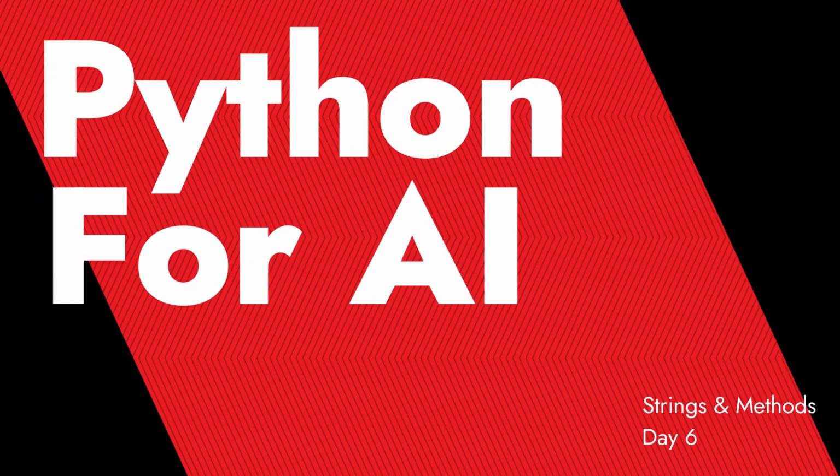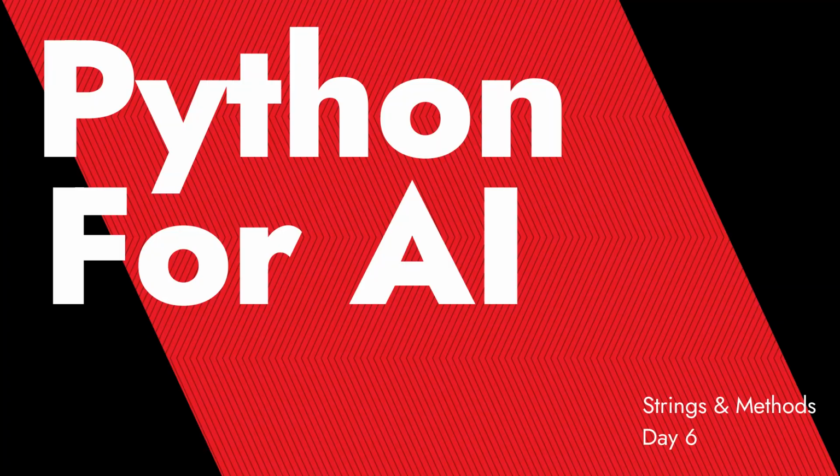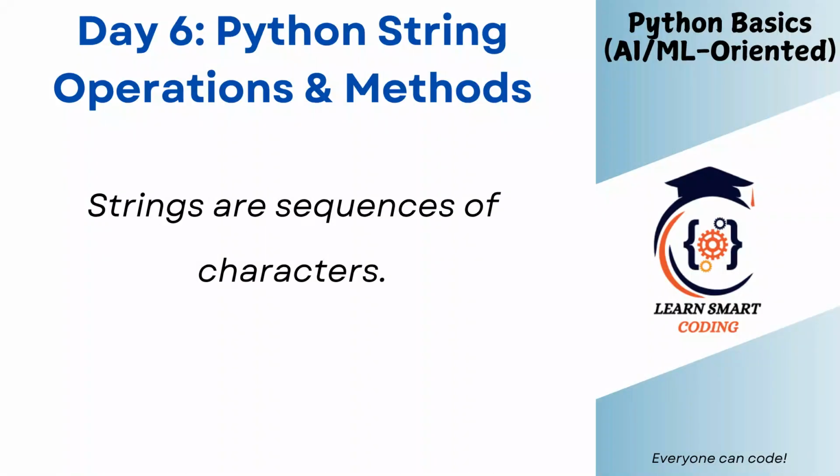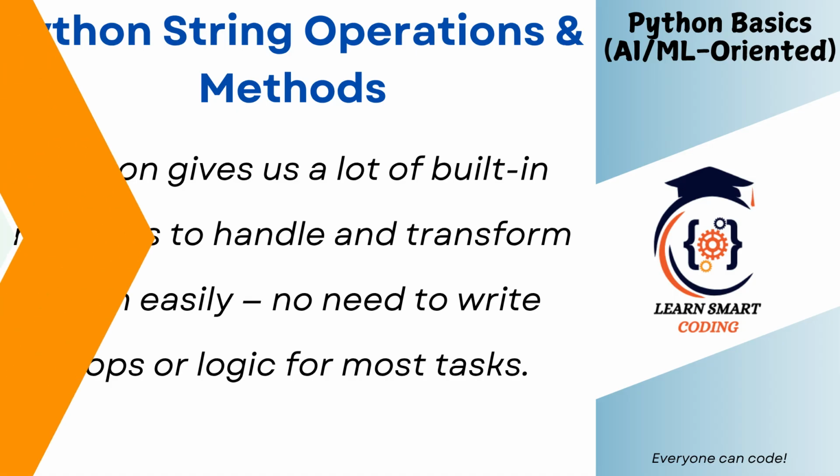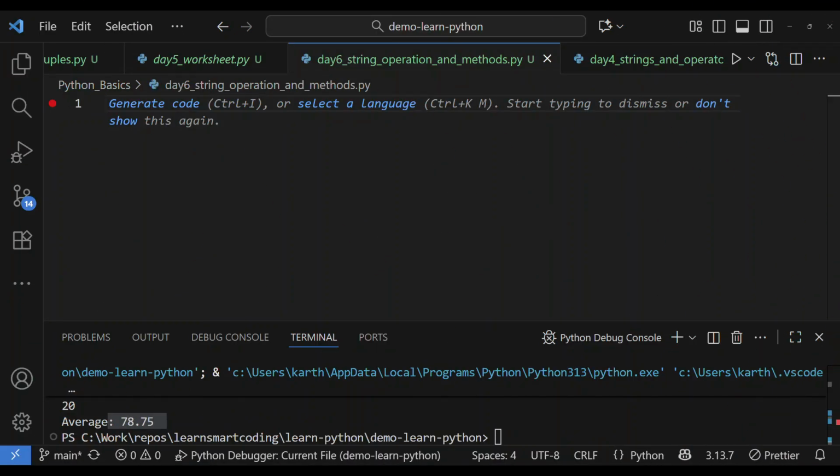We're learning Python for AI, and this is day 6 of Python, which is string operations and methods. Strings are sequences of characters. Python gives us a lot of built-in methods to handle and transform them easily. No need to write loops or any logic for most of the tasks. Let's take a look at the code example.